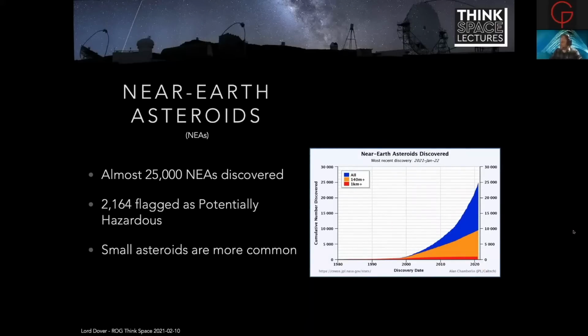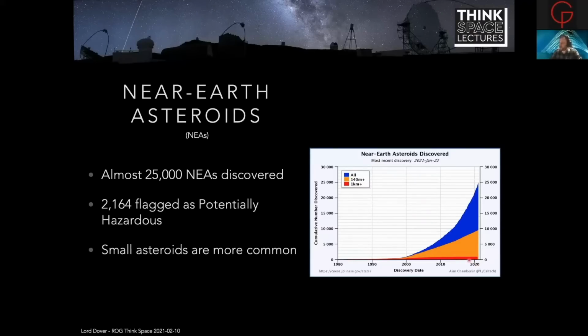So if you look at this graph here, and I promise not to show you too many graphs tonight, you can see that this is the total number of asteroids discovered right up until around last week. And you can see since around 2000, we've really gotten good at discovering asteroids. And most of the asteroids that we're discovering are smaller asteroids now.